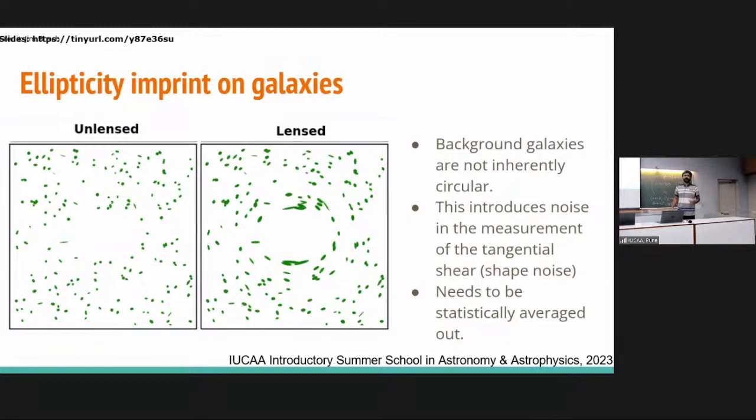So the obvious question: all galaxies are not circular. So let's modify this pattern. Now for the unlensed population, I've put in some kind of random ellipticities on top of these populations. And then again you put in a lens in front of it. Then what do the distortions look like? They look something like this.